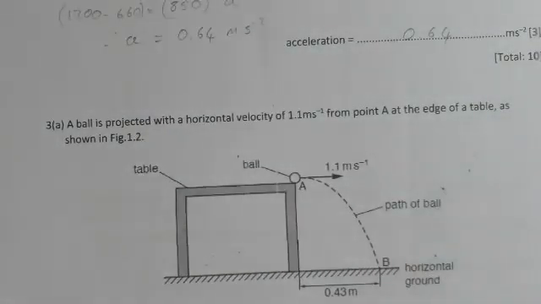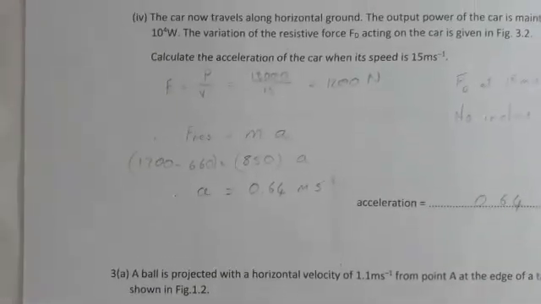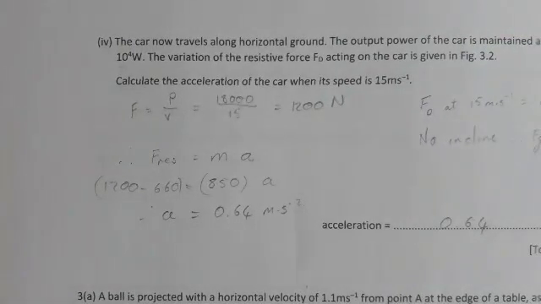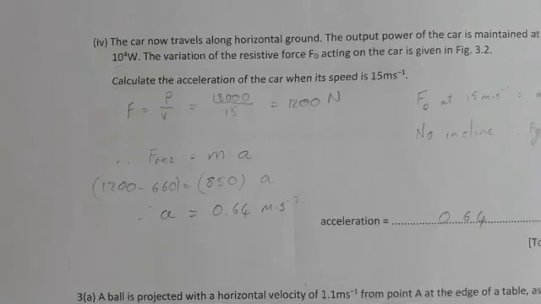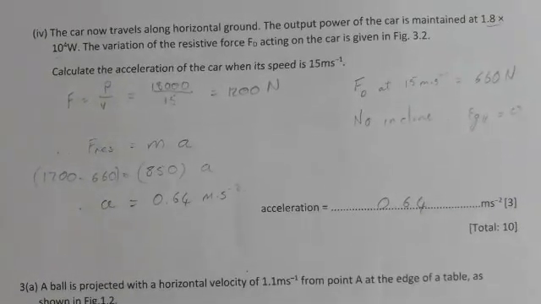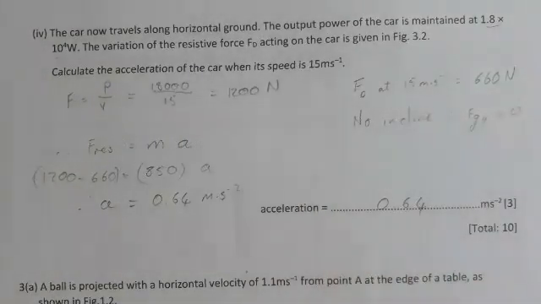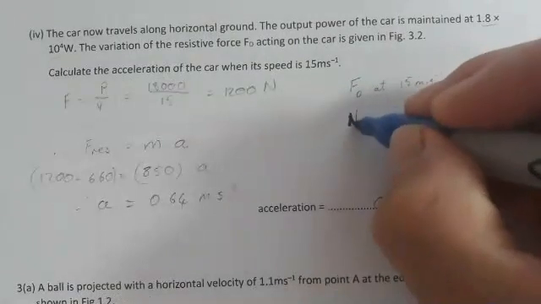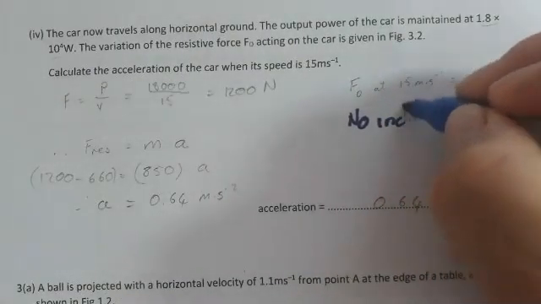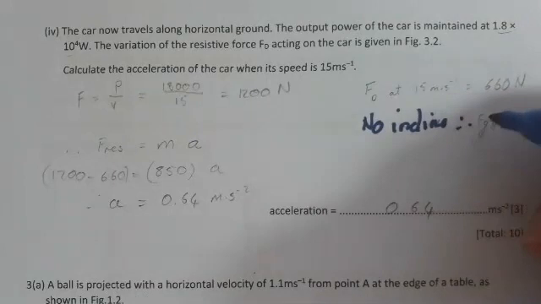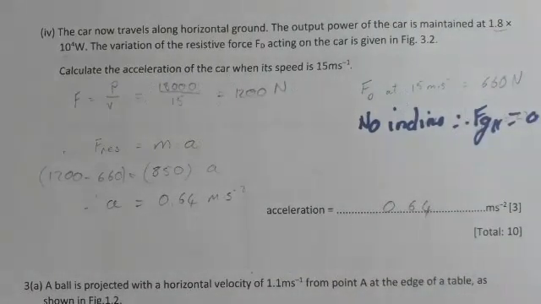They've changed the question slightly. They say, well, listen, the car now travels along horizontal ground. So immediately when it travels along horizontal ground, we know that the weight component is no longer there. So there's no incline. If there's no incline, the weight component is gone. So I'm just mentioning it here. So no incline. Therefore, FG parallel is equal to 0 Newton.